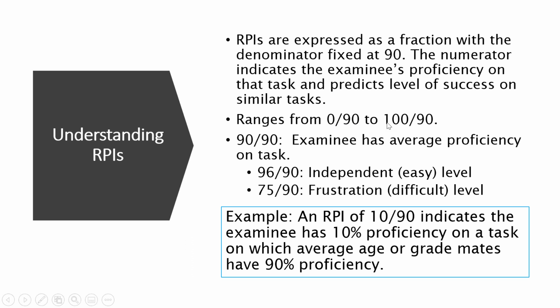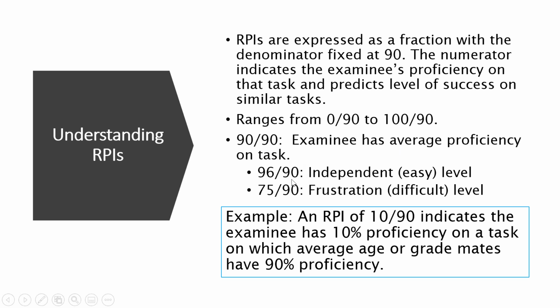RPIs range from 0 over 90 to 100 over 90. They're expressed as a fraction with a denominator fixed at 90. The numerator is going to indicate the examinee's proficiency on that task and predict that student's level of success on similar tasks. So if an examinee scores a 90 over 90, that indicates that that student has average proficiency on that task.